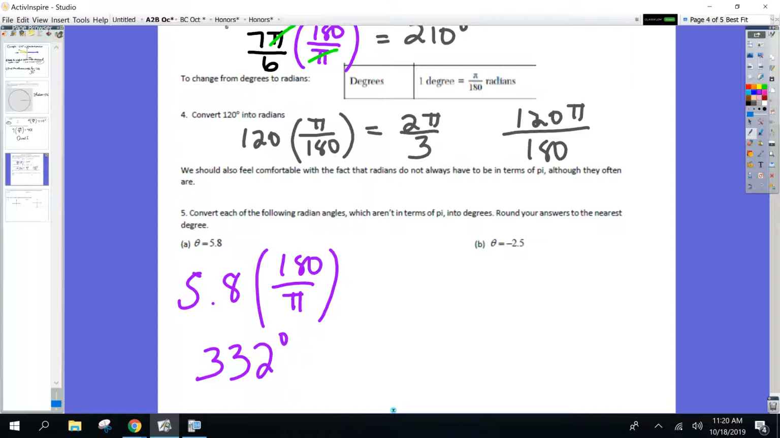Did I give you negative angle measures yesterday? So you can have negative radians then. Nothing's going to change. I'm still going to take negative 2.5 and multiply it by, if it's in radians, what do I multiply it by according to your formula sheet? 180 over pi. Can I cross off any pi here? Nope. So multiply it through, round to the nearest degree.